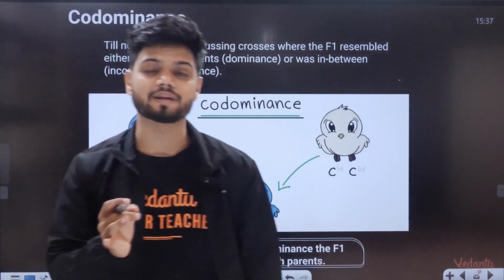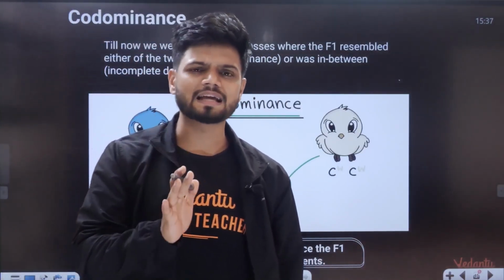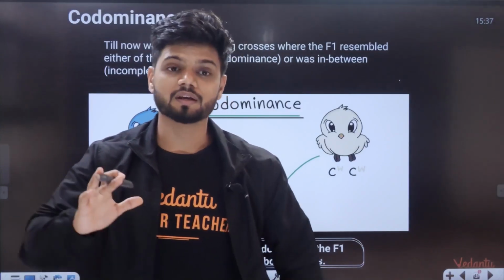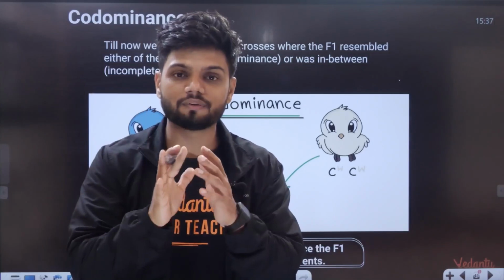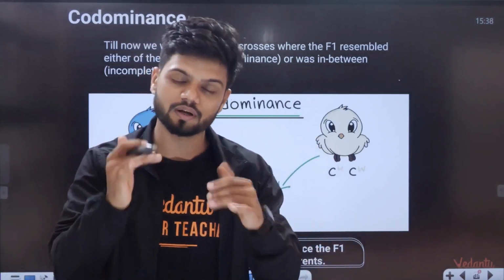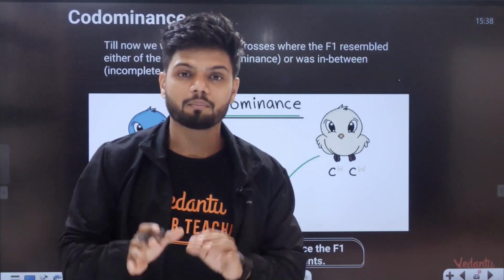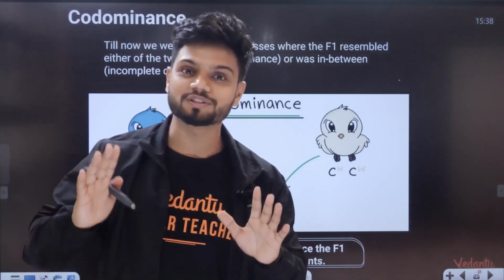The next exception is called codominance. So what exactly happens in codominance, students? In incomplete dominance, the F1 did not look like your mother or father, did not look like any of the parents. But in codominance, it will look like both.